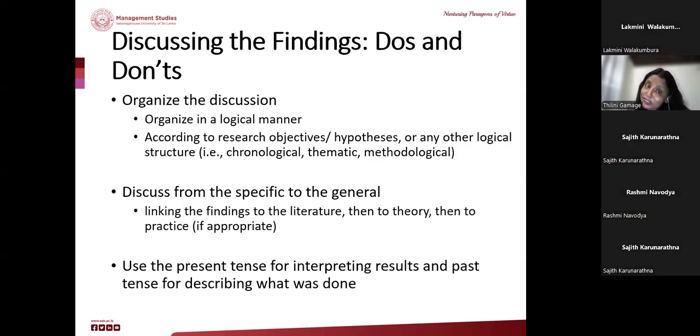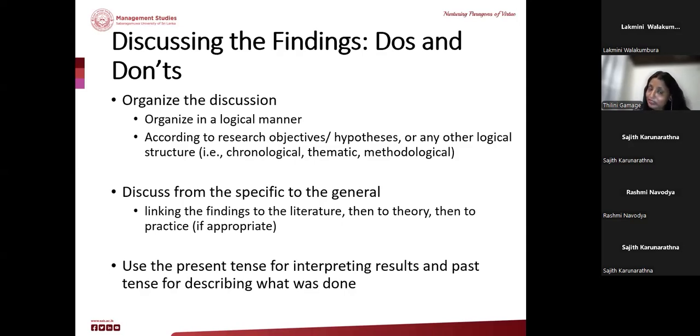When you're writing your discussion, so far we were talking about how you should organize or structure the discussion section, and it should provide a critical commentary and interpretation of your findings. You should not reiterate or restate the same finding. And now let's talk about how you should write your discussion.